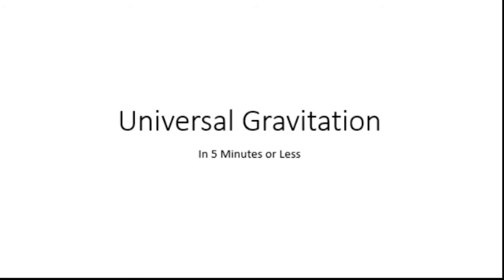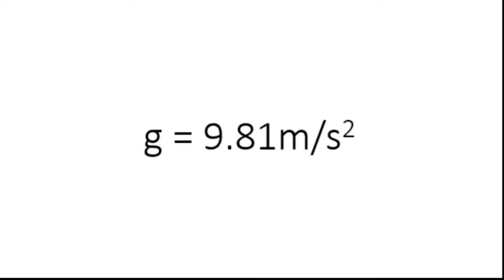All right, let's look at what universal gravitation is. Now, so G, or gravity, it's 9.81, right? I mean, that's what it is, an acceleration. Sure, we can calculate or measure that, but where does it come from? Why does Earth have an acceleration?